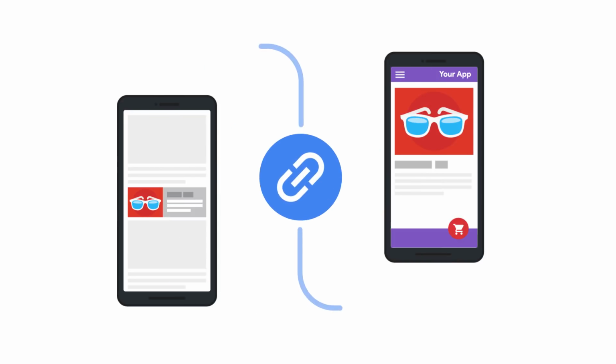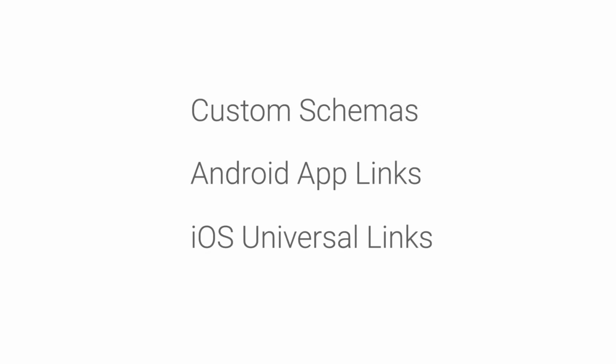If you already have an existing feed for your current web campaigns, we can extend this feed to include apps. Deep linking is the connector that enables us to return users back to your app after viewing the product. We support all deep linking types, including custom schemas, Android app links, and iOS universal links.